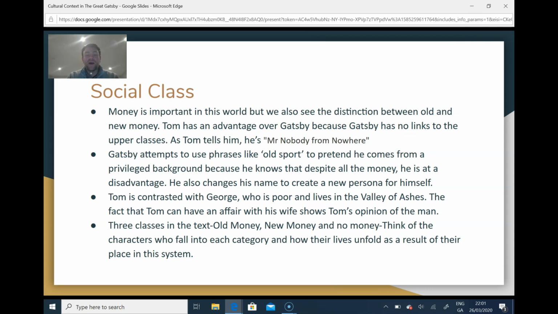It just knocks him back because he's trying his hardest to build this profile. He even changes his name, but he's still Mr. Nobody from nowhere. Gatsby attempts to use phrases like "old sport" to pretend he comes from a privileged background, because he knows that despite all the money, he is at a disadvantage. He also changes his name to create a new persona for himself.